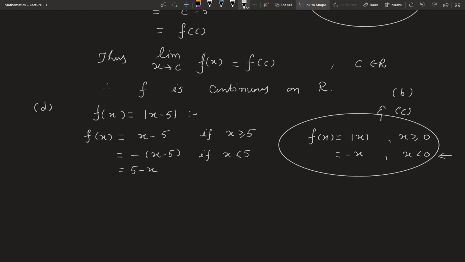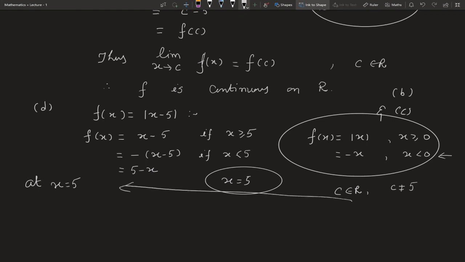So to solve this problem, the junction point is, as we have discussed, x equal to 5. So how to solve this problem? First we will check continuity at x equal to 5. Then we take arbitrary C belongs to R with C not equal to 5, because for 5 we have already checked the continuity, and we will consider two cases, C greater than 5 and C less than 5.